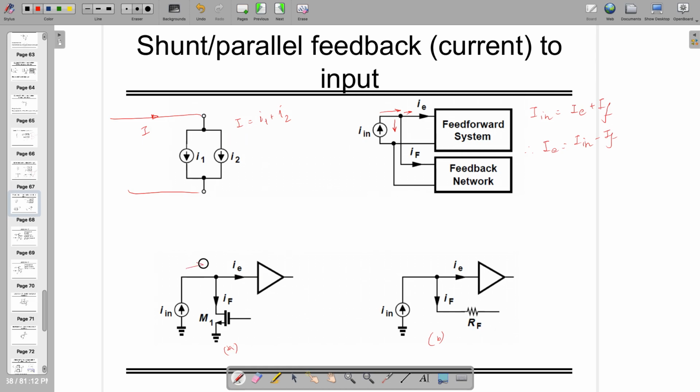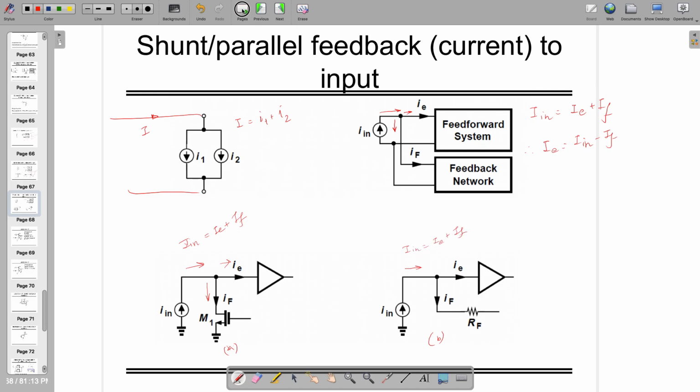Like here, I in is divided into two parts. This transistor is asking for some current, and this particular op amp, or the amplifier, is asking for some current called IE. So I in is nothing but IE plus IF. And polarity is very important. If you want to make it negative feedback, they have to be like this, otherwise it will be positive feedback. In this case also, through the resistance the current flowing is IF, and IE is the current demanded by the amplifier. So the total I in is IE plus IF.